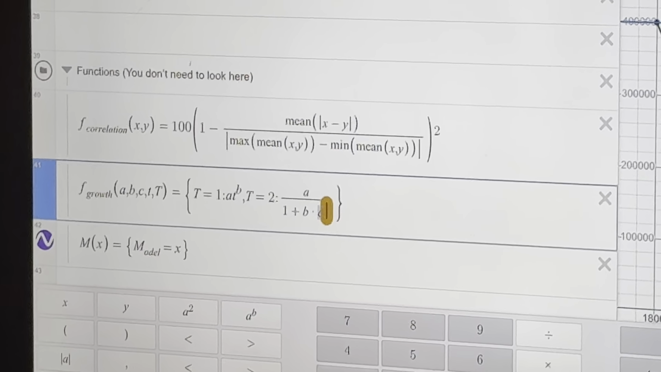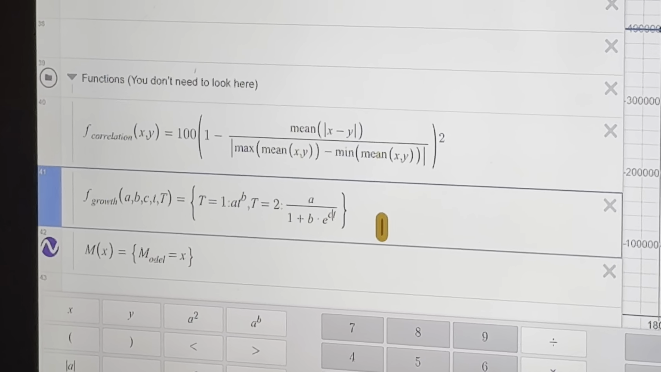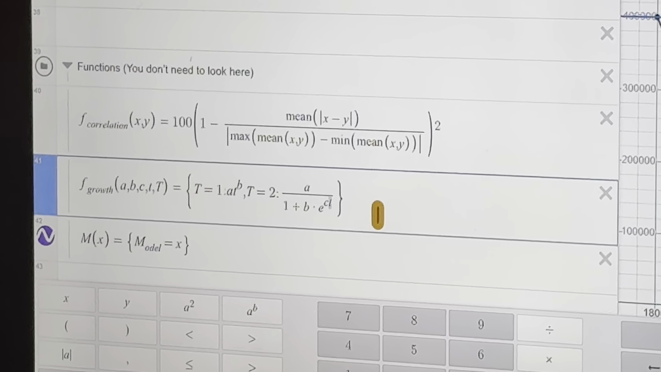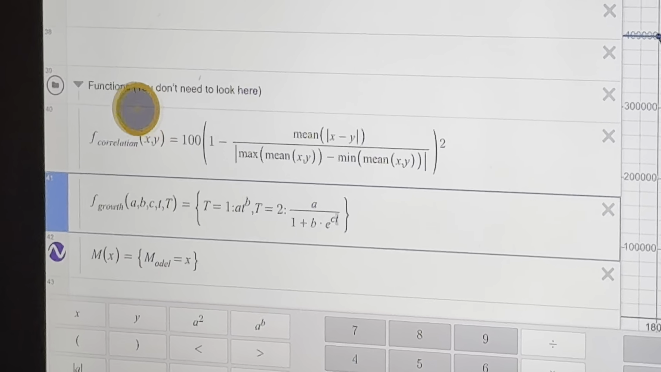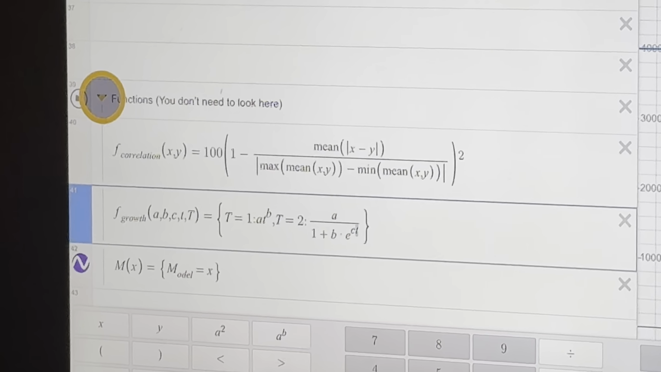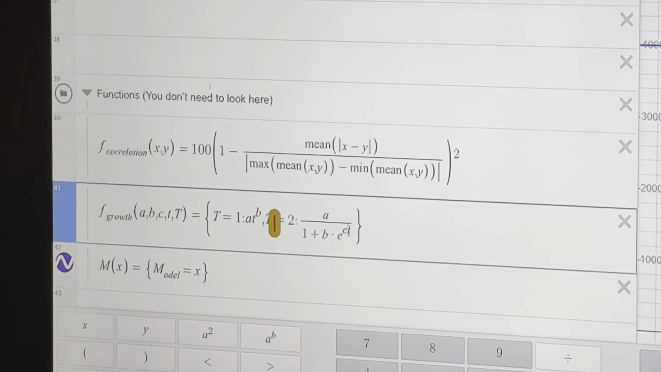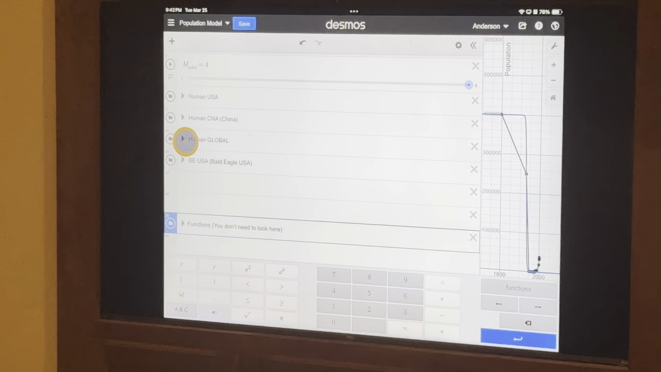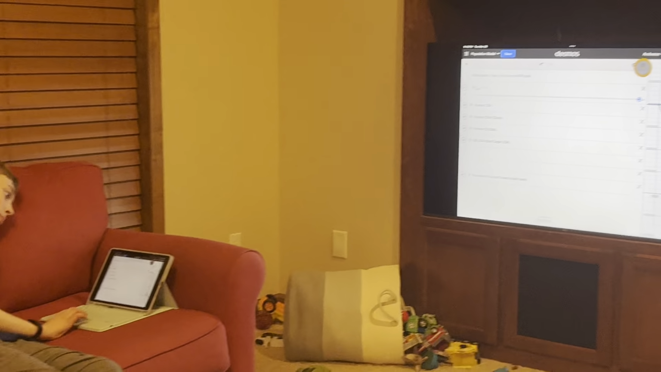And then C, which was that negative number, I think it was negative. And then T is just point in time. T is time. Lowercase t is time? What is uppercase t? Type. Type of thing. And yeah, that's my population model.